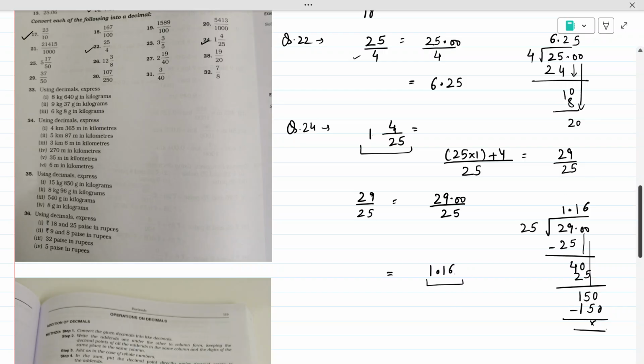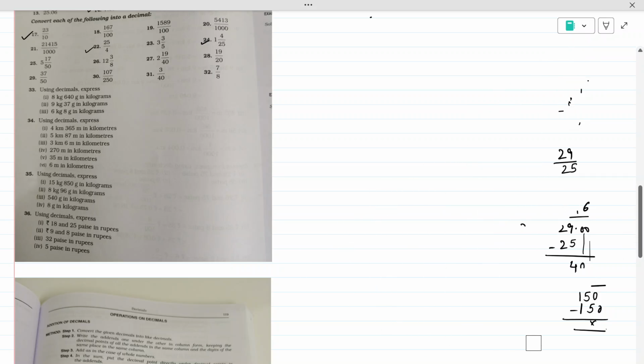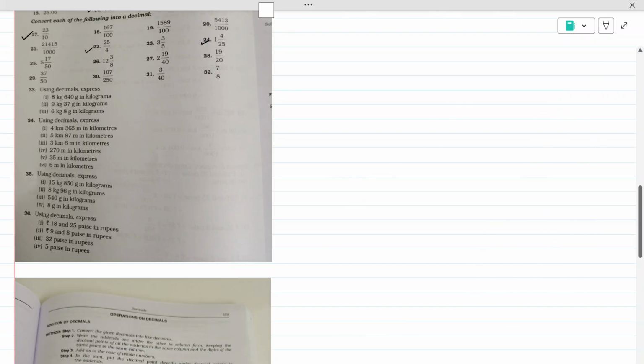Okay, so similarly kids, you can pick up more questions here. The simple thing to do here is, first of all, change the mixed fraction into the normal fraction and then do the simple division. Whenever we are dividing it, just make the numerator a decimal number by adding a decimal point and 0 after that. Okay, so this question is done now, and let me take one more question for you. Let me take the 30th question.